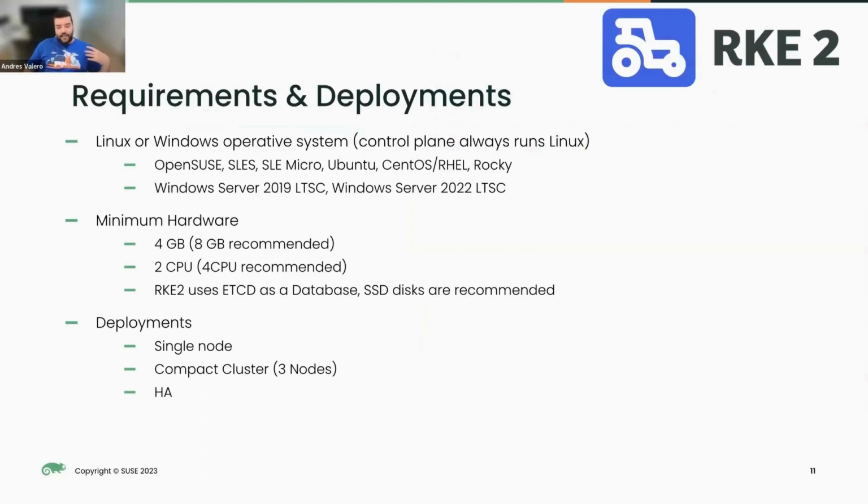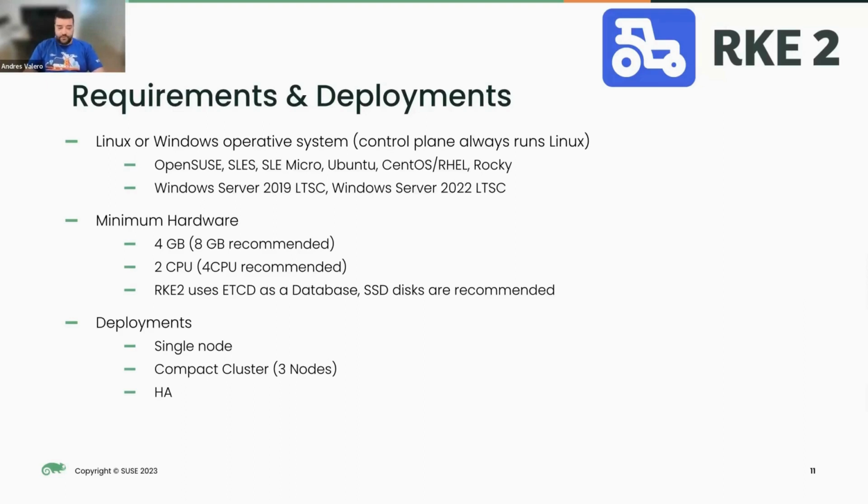RKE2 is a distribution that can run on many operating systems. You can see openSUSE, SLE Micro, Ubuntu, CentOS. You can even use Windows workers with Windows Server 2019 and 2022. The hardware requirements are low: 8 gigs of RAM per CPU is recommended, but it can run with less. And remember, RKE2 is the closest possible to upstream Kubernetes, so it uses etcd, and etcd needs SSD disks to work properly, to have no problems with the etcd database.